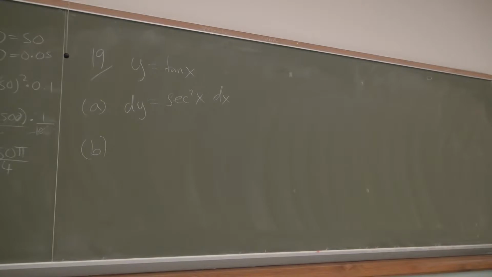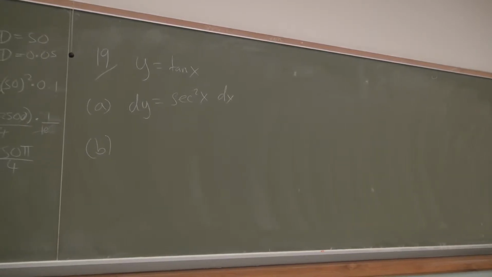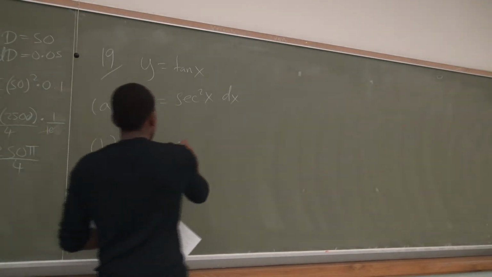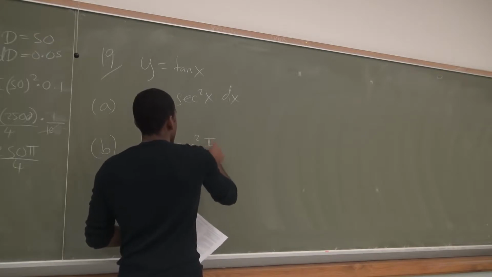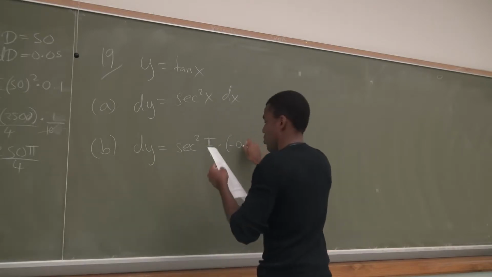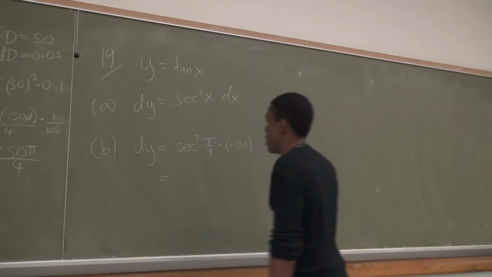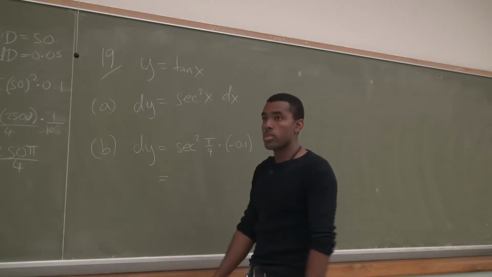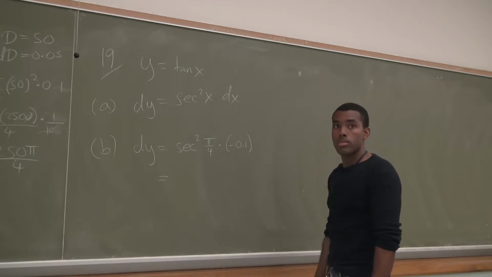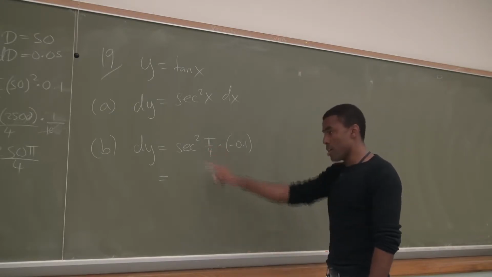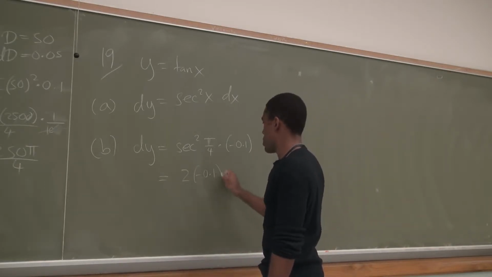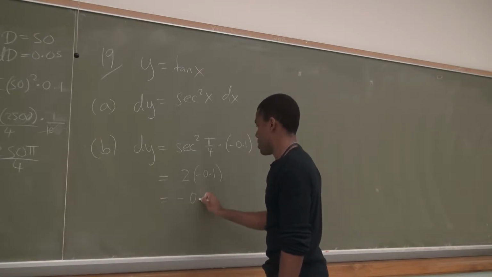What do we do? Evaluate. So secant pi over 4. So dy would actually be, you plug that in: secant of pi over 4 times dx, which is minus 0.1. What's secant of pi over 4? The square root of 2. Yes. So that's just square root of 2 times minus 0.1. This is minus 0.2.